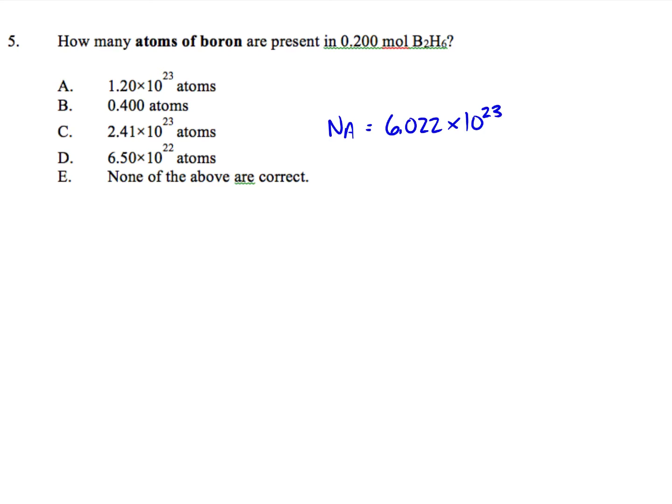That's 6.022 times 10 to the 23rd. You are given this number on the exam, so that's on the front page. So let's start with our 0.200 and write everything you have. Moles B2H6. Now, a common mistake is to go ahead and multiply this by Avogadro's number.